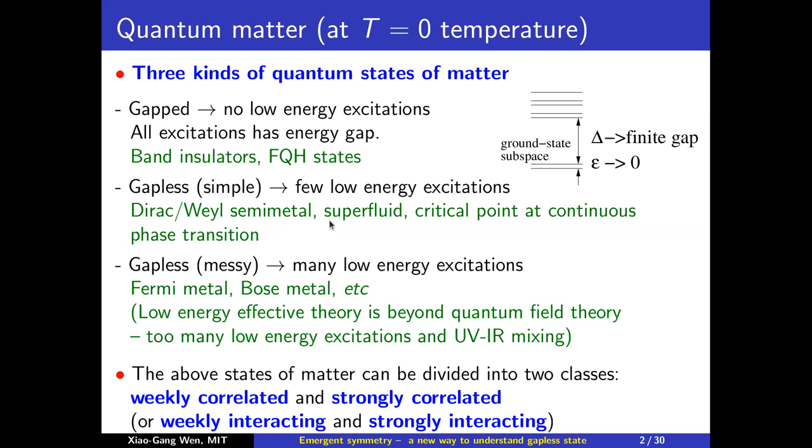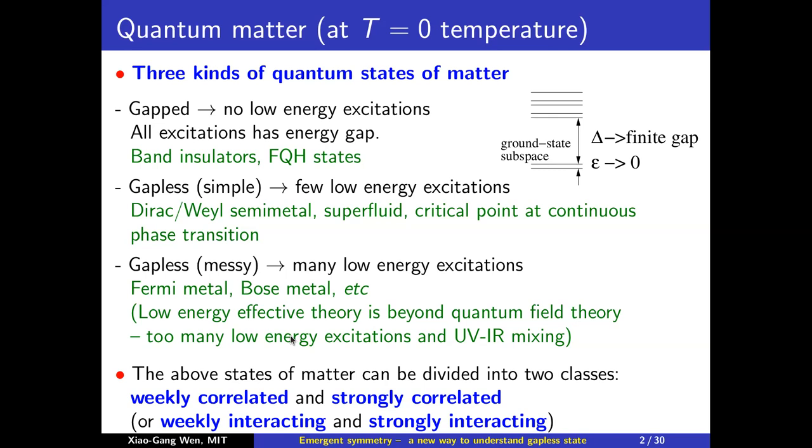And the next class I call the simple gapless ones. There are not too many low energy excitations. So things like a Dirac semi-metal or Weyl semi-metal or superfluid, the critical point of a continuous transition, they belong to this kind of simple gapless quantum matter. The third one is also gapless, but kind of messy. It's like a Fermi liquid with a Fermi surface. Then there are a lot of low energy excitations. And so we say it's kind of messy.